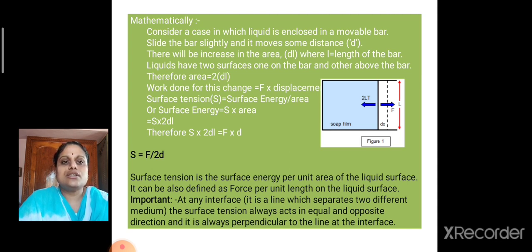Surface tension is equivalent to surface energy per unit area, or surface energy is equivalent to surface tension into area, that is S into 2dL. Therefore, S into 2dL must be equal to F into d, or S is equal to F by 2L. So surface tension is the surface energy per unit area of the liquid surface. It is also defined as the force per unit length on the liquid surface.